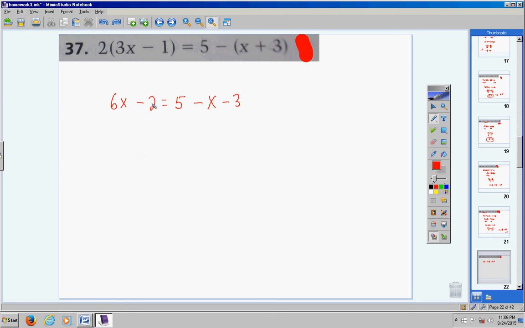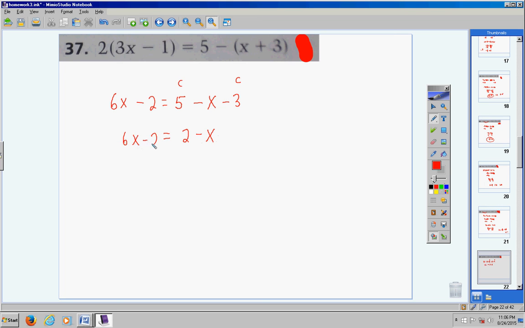This side is simplified, this side is not. I have a constant term here and a constant term here. So I owe you $3, but I have 5. So pay off my $3 debt. I'm left with positive 2. Bring down your negative x. Over here I have 6x negative 2.